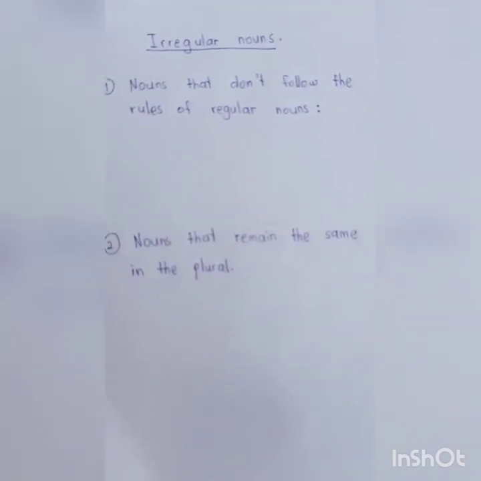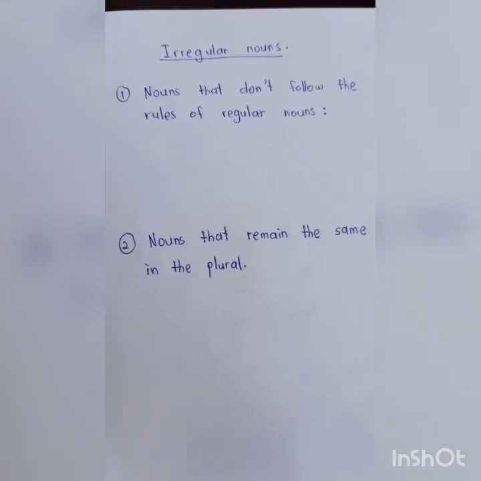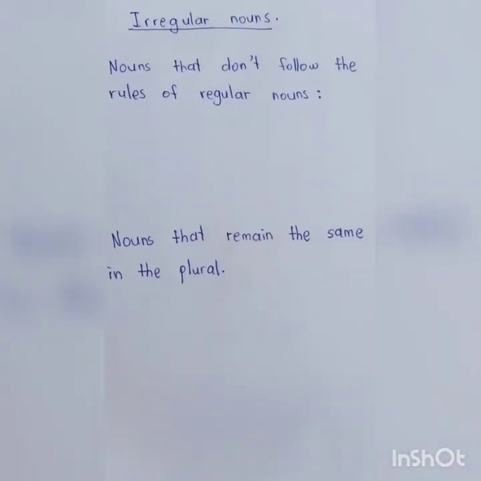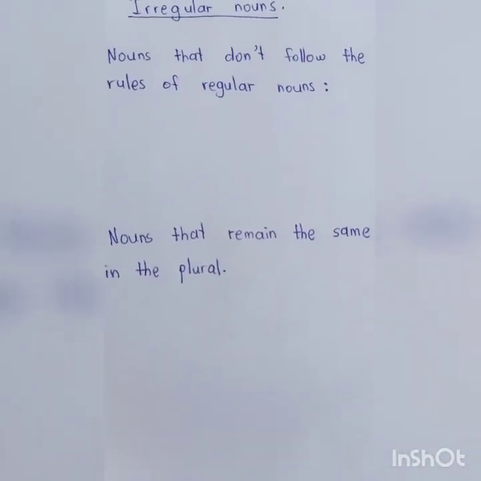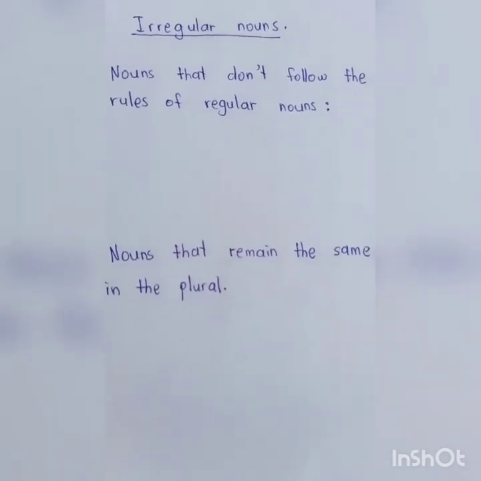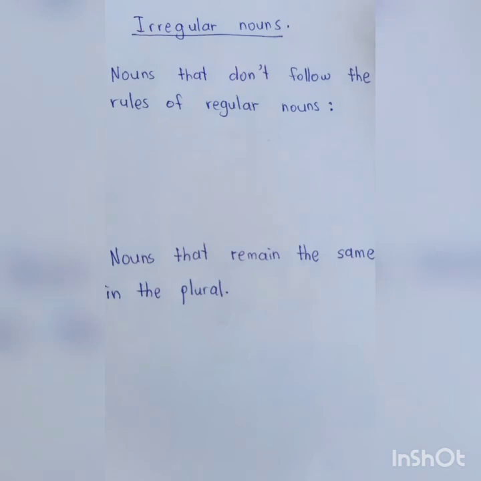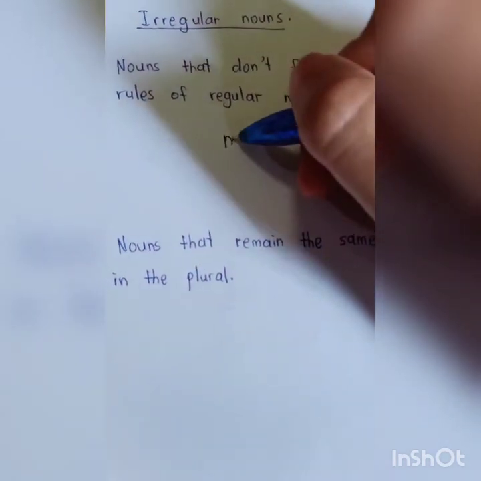Right, we have learned about rules for the plurals of regular nouns. So now we will proceed to the irregular nouns. So nouns that don't follow the rules of regular nouns. Kata nama yang tak ikut peraturan-peraturan tadi. Bermaksud dia tukar terus. Dia tak ada tambah S, dia tak tambah ES, dia tak tambah IES. And dia tukar the words. So, for example, man. Dia laki, man.